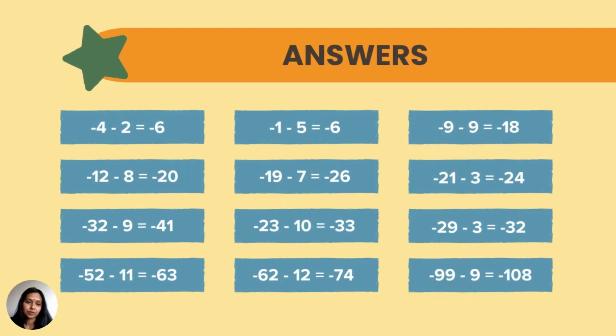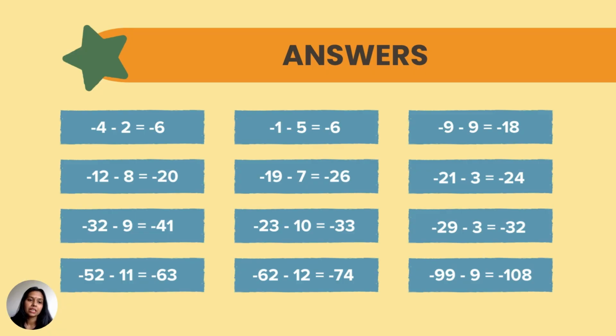So now for the answers. The first one, you add negative 4 and you're minusing 2, you're going to land at negative 6. The second one, negative 1, you minus 5 more, you'll end up at negative 6. You add negative 9, minus 9, you will end up at negative 18.